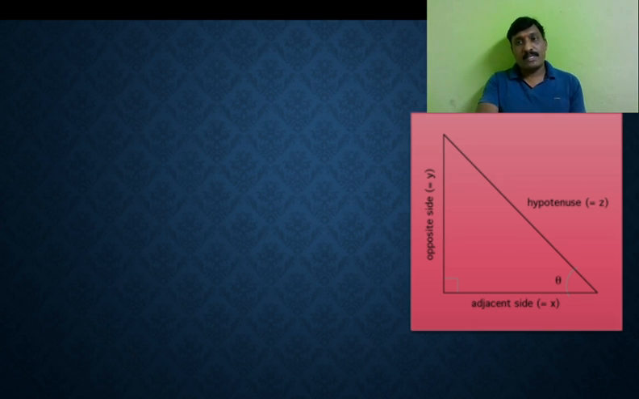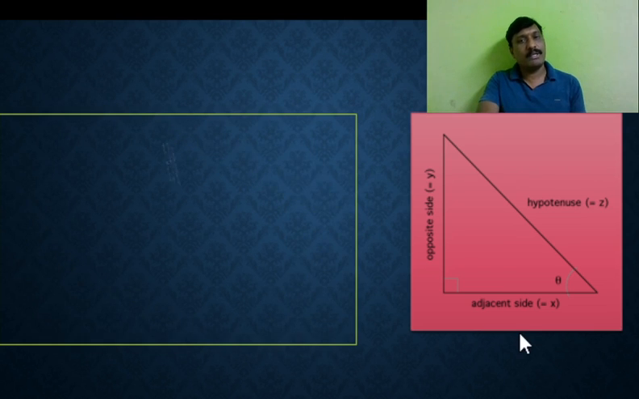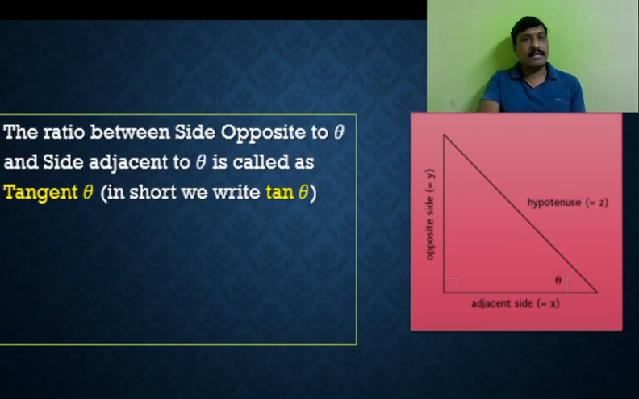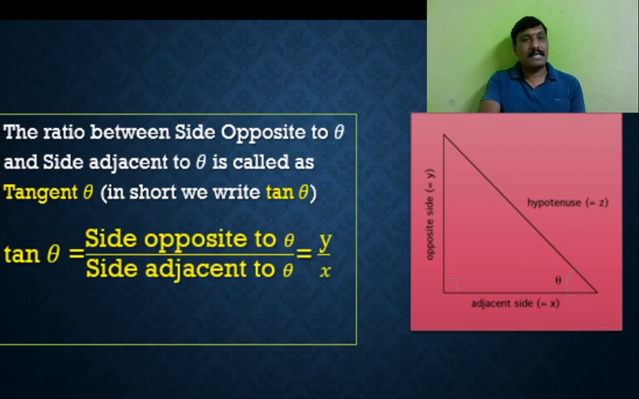Now the first ratio, opposite by hypotenuse, is finished: sine theta. The second ratio, adjacent to theta by hypotenuse, is finished: cos theta. Now these two are finished. Next I am going to take the side opposite to theta by the side adjacent to theta. The ratio between the side opposite to theta and the side adjacent to theta is called tangent theta. In short form, we call it tan theta. Mathematically we can write side opposite to theta by side adjacent to theta is equal to tan theta.